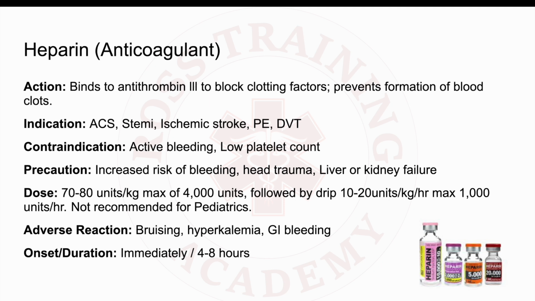The dose for an adult is going to be 70 to 80 units per kilogram, max of 4,000 units, followed by a drip, a maintenance infusion of 10 to 20 units per kilogram per hour for a max of 1,000 units an hour. Heparin is not going to be recommended for pediatrics. Adverse reactions are just going to be bruising, hyperkalemia, GI bleeding. The onset is going to be immediate, and then the duration is going to be about 4 to 8 hours.